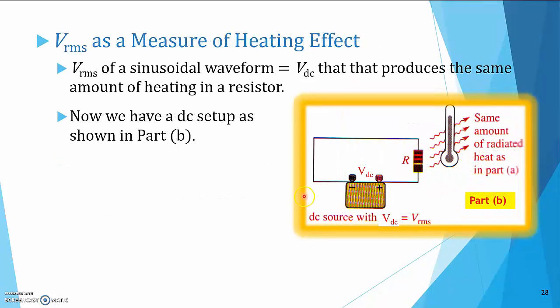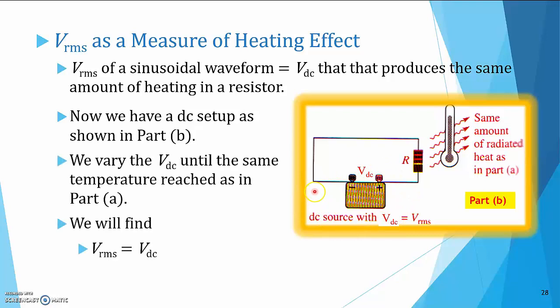Now we replace the AC voltage source with a DC supply. We vary the DC supply voltage until the same temperature is reached. We'll find that the AC root mean square voltage and the DC voltage are the same, equal to 50 volts. This means that a sinusoidal waveform of a certain root mean square voltage produces the same amount of power as a DC waveform of the same voltage.